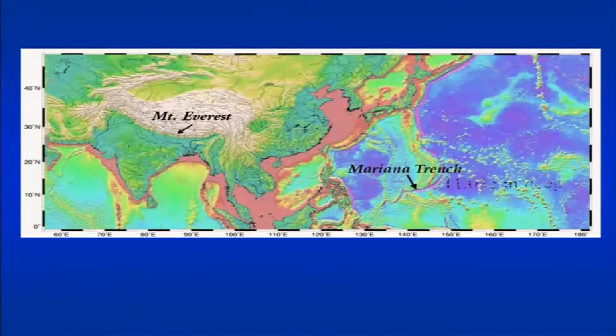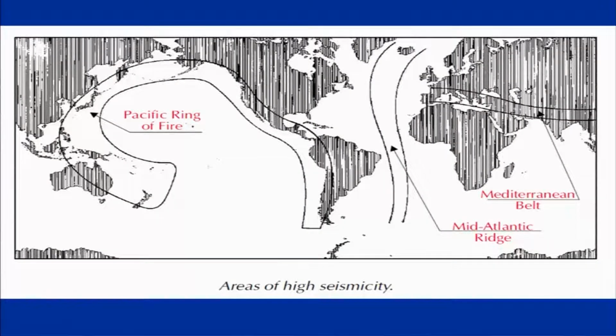The highest point on the earth is Mount Everest, and the deepest portion on the earth is the Mariana Trench. Other important features which show areas of high seismicity are the Mediterranean-Himalayan belt, which is located here. Then you have the mid-oceanic ridges, or the mid-Atlantic ridge, and then you have the Ring of Fire.